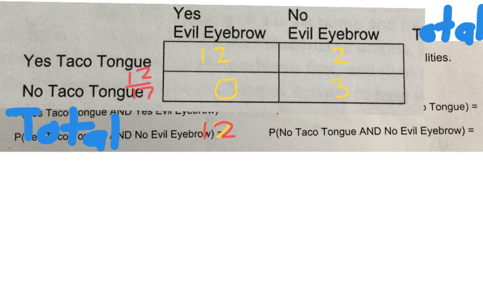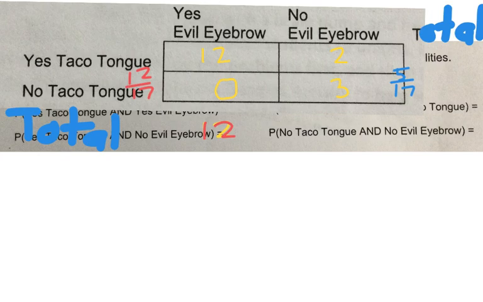What's the complement? See the C? The complement to the people who said yes, they could do the evil eyebrow. So if 12 out of 17 said yes to the evil eyebrow, then the complement of that would be 5 out of 17. It would be the other 5 people. Another way you could look at it, look at the ones that said no to evil eyebrow, right? There's 5 of them there.